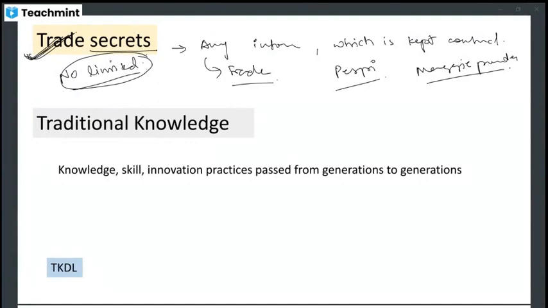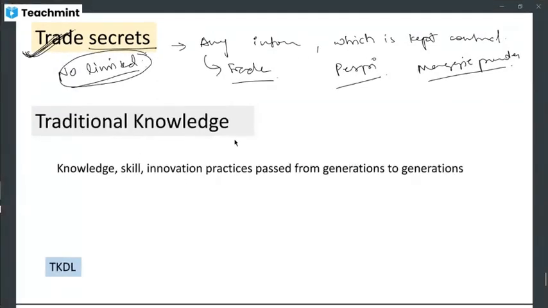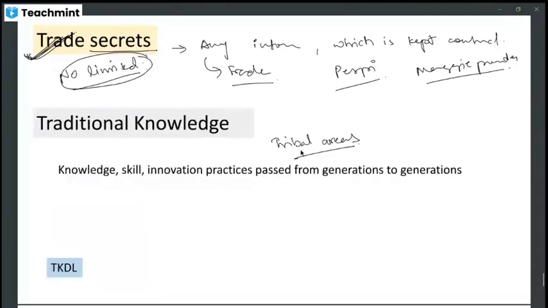Right? And then coming to traditional knowledge. So this is also some type of property right. Okay, we'll just discuss in brief. So traditional knowledge is nothing but a skill or knowledge or certain type of traditional practices which are inherited from one generation to another generation and so on. Okay, these are mostly seen in tribal areas. Right? So such type of things are said to be traditional knowledge.